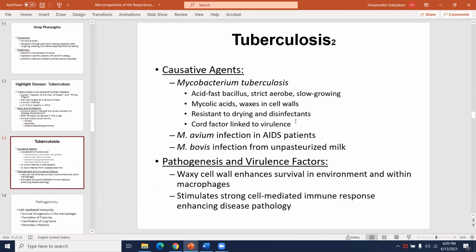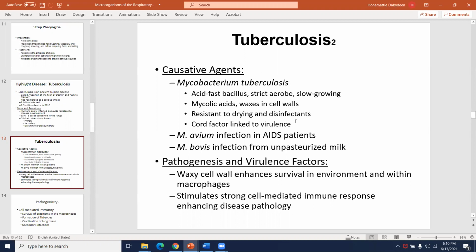Now, the causative agent, Mycobacterium tuberculosis, is an acid-fast positive bacteria that's aerobic, very slow growing. Now, I told you that our ordinary bacteria like E. coli and staph and whatever, they may have a generation time about 15, 20 minutes, even if it's a half an hour, some of the normal organisms we use in the lab. You can find a colony of bacteria growing the next day if we inoculate them on agar media.